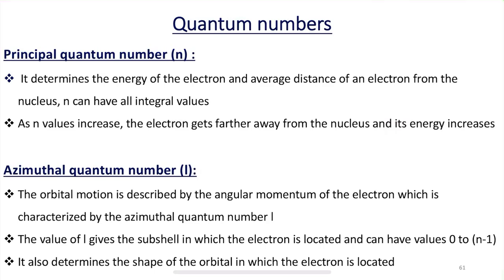Next is the azimuthal quantum number. The energy of an electron is also associated with its orbital motion around the nucleus. So, it does not only depend upon how far the electron is located, but it also depends upon the orbital motion around the nucleus. That is why there exists the orbital angular momentum quantum number. It describes the shape of the given orbital, and it is denoted by small letter l, and its value is equal to the total number of angular nodes in the orbital.